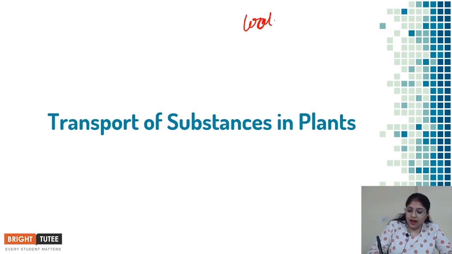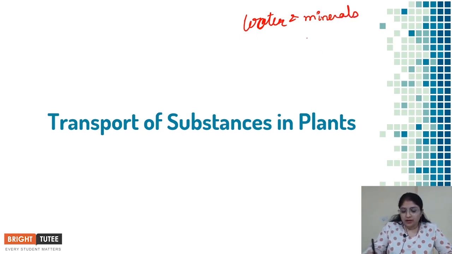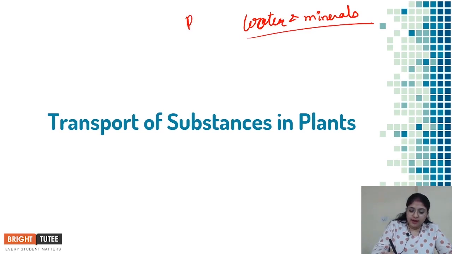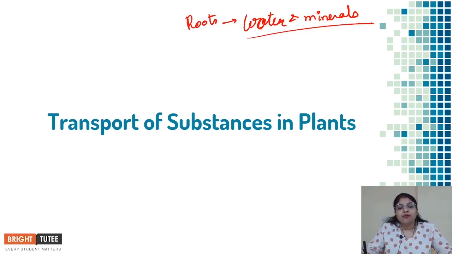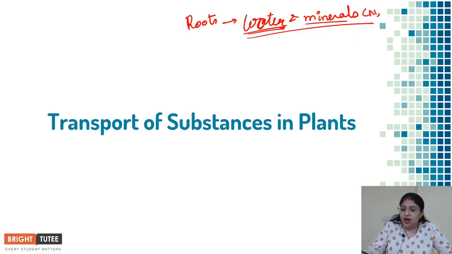Now, if we think about it, the water and minerals are taken up by the plant with the help of roots, right? And this water and mineral is required by the plant for various purposes. One of the very important purposes is photosynthesis. That is, the water is required by the leaves to perform photosynthesis and make food. Similarly, minerals like nitrogen and phosphorus etc. are utilized by the plants to make other substances as well.